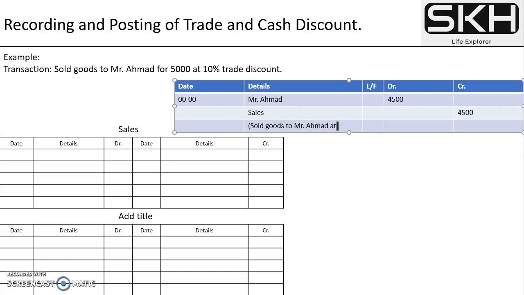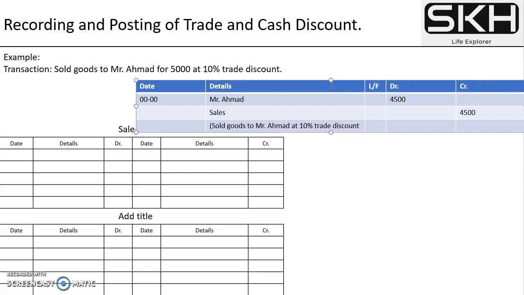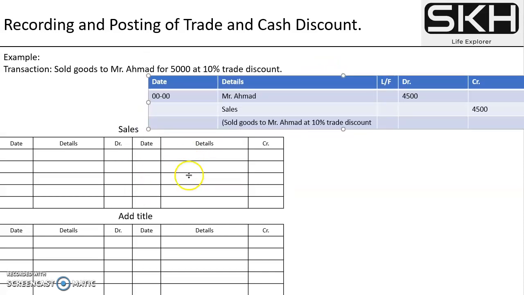Ahmed at 10% trade discount. Okay, students, this is how we record the trade discount in our journal, and the same way we will post it in our ledgers as well.